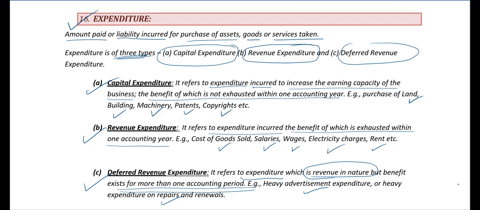If the benefit of the expenditure lasts for more than one accounting period, we call it capital expenditure. If the benefit of the expenditure is exhausted in one accounting period, we refer to it as revenue expenditure. And if the expenditure is of revenue in nature and the benefit comes for more than one accounting period, we call it deferred revenue expenditure.